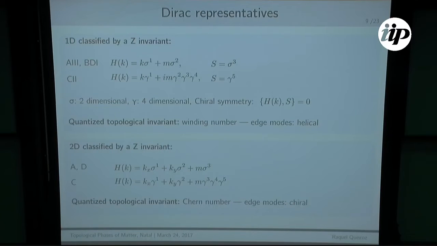be chiral symmetric. We can write down a topological invariant for the system, which will be a winding number, and this means that we will have edge states, and the edge states will still be chiral symmetric, so this means that they are helical. In contrast, in 2D we'll have an extra dimension, so we need to add another Dirac matrix, and in the end there will be no chiral symmetry left, unless we go to a higher dimension in our Clifford algebra. And what we'll have is a Chern number where the edge modes are actually chiral. So from this type of prescription, you can write down whatever Dirac Hamiltonian represents your topological sector.